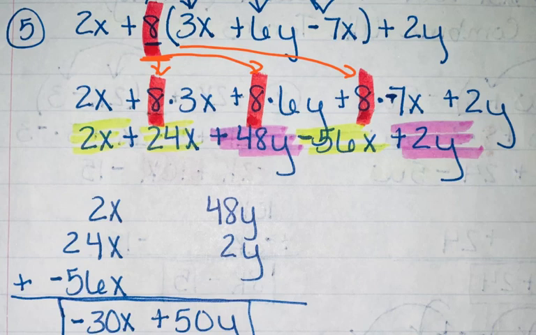And then we look for our like terms. So I have like terms 2x, 24x, negative 56x. And I also have like terms 48y and 2y. Okay, so we line those up and we add them together. It is totally okay to check in your calculator that you are adding or subtracting integers correctly. Okay, I recommend you doing that. So once we add them up, we should end up with negative 30x plus 50y.